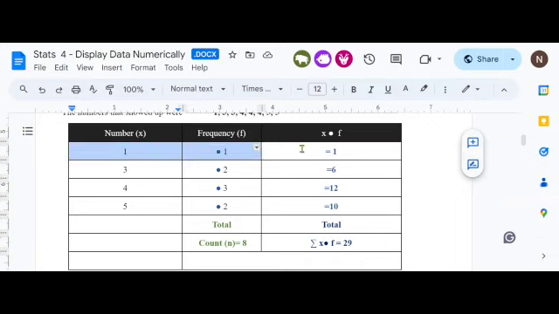What is it called? It doesn't have a name, it's just x times f. Call it x times f until we figure out a name for it. Any figure name? God knows. Okay.